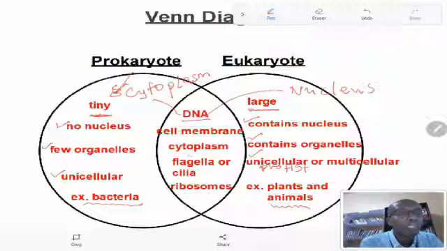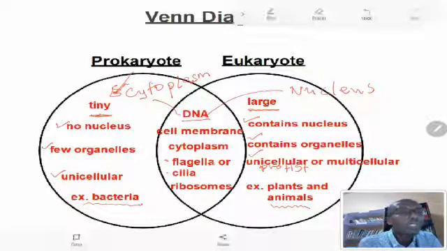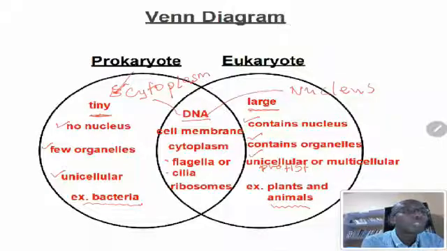The cytoplasm is the place where chemical reactions take place, so both have cytoplasm. And flagella or cilia. There are some eukaryotic cells and prokaryotic cells that do have flagella and cilia. What's the difference between flagella and cilia? Flagella is a tail like this. For example, the sperm cell.